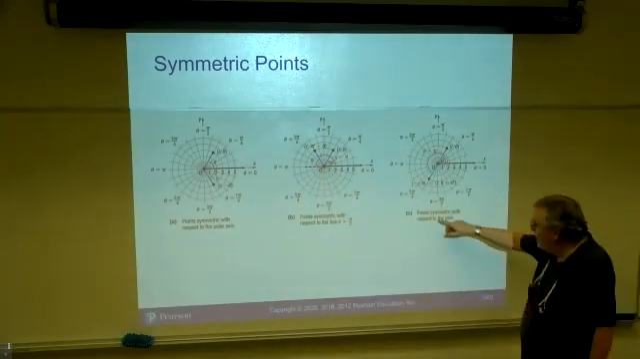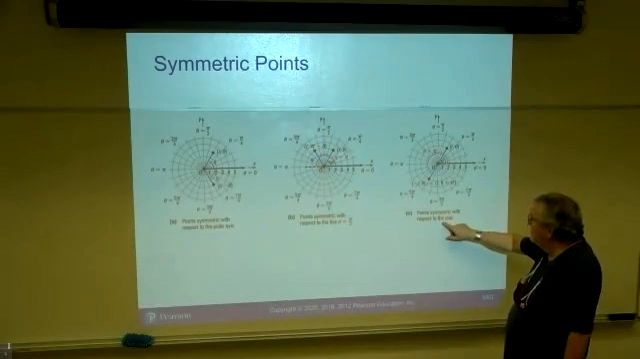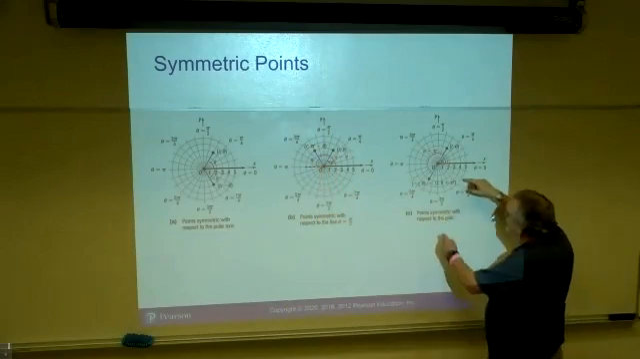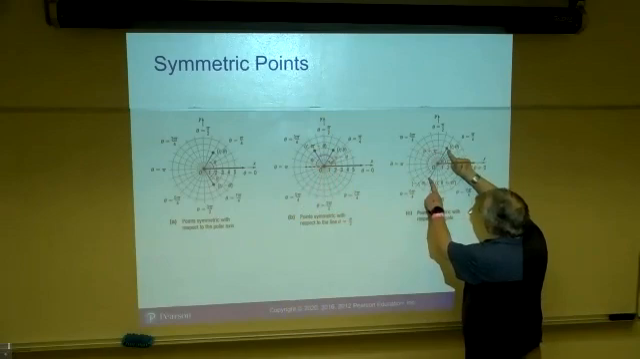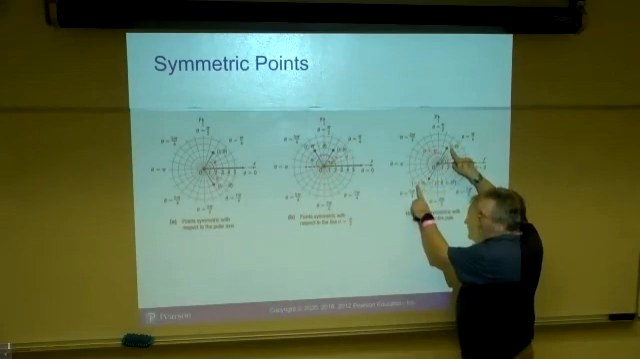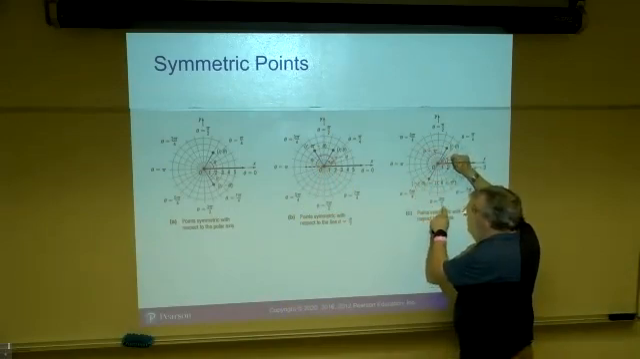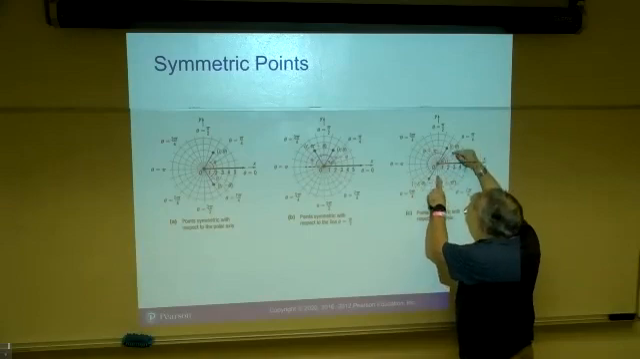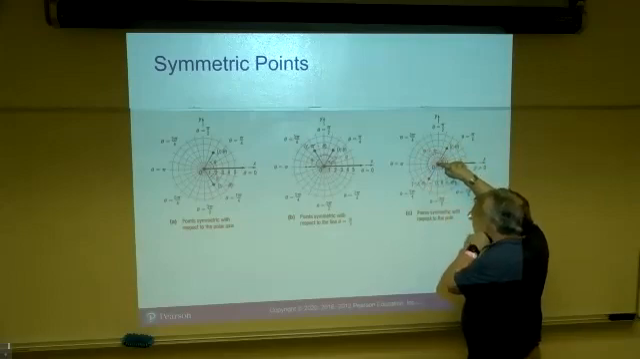And then we talk about, is it symmetric with respect to the pole? That means the 2 points could have the same theta, but opposite radii. So 2 pi over 2 and negative 2 pi over 2. So that would be this point and this point. They're symmetric with respect to the pole.